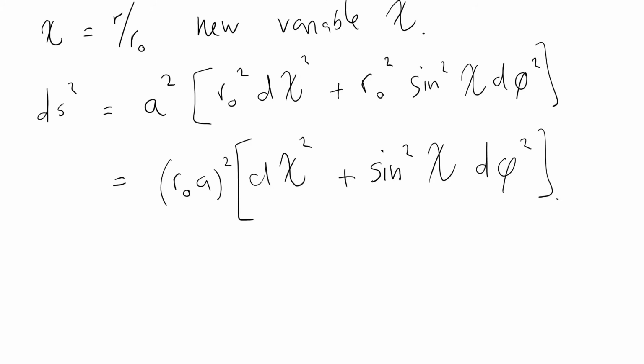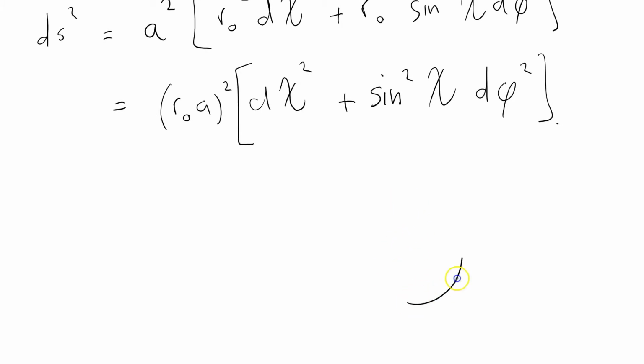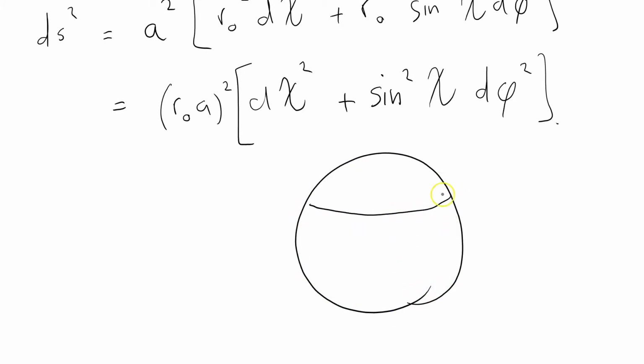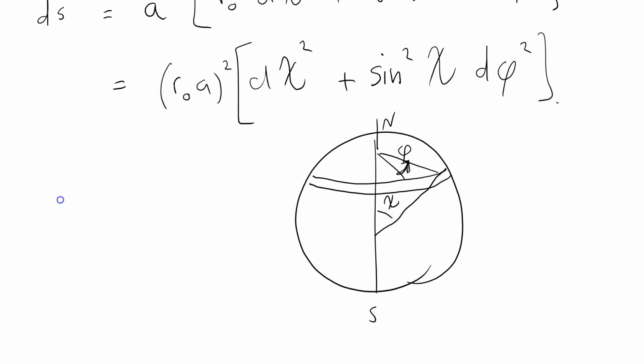Right, now we've seen this before. This is the metric on the surface of a two-dimensional sphere. So I'm going to try and draw this. We've got our sphere, lines of equal latitude, a north pole and a south pole, and this angle in here which I'm going to call chi. Normally you use a different letter for that. And we've got the azimuthal angle going around in this direction called phi. So that's just the same as the surface of a sphere.